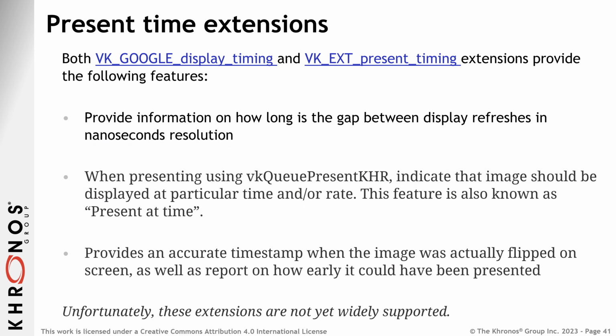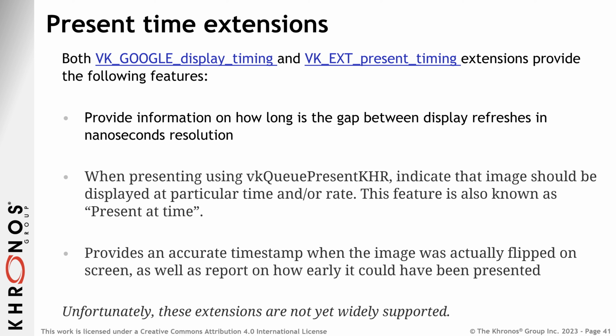This is where the present time extensions come to help. VK Google Display Timing and VK EXT Present Timing both provide accurate display timing and, more importantly, allow for frames to be submitted in present at time mode. The application indicates at what particular time the frame must be presented. The frames are being queued to the display hardware and presented only when the time specified by the application has elapsed. These extensions also provide feedback on what the last presentation time was, giving the opportunity of the application to further adjust its timing.